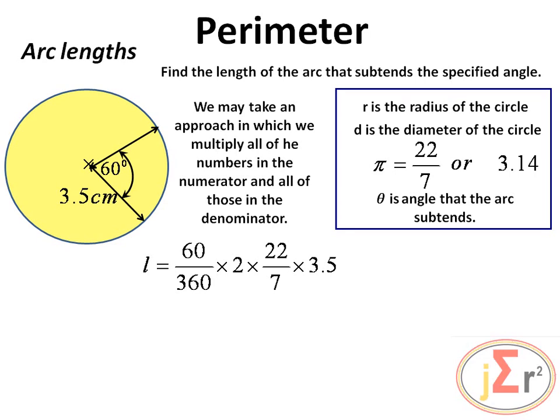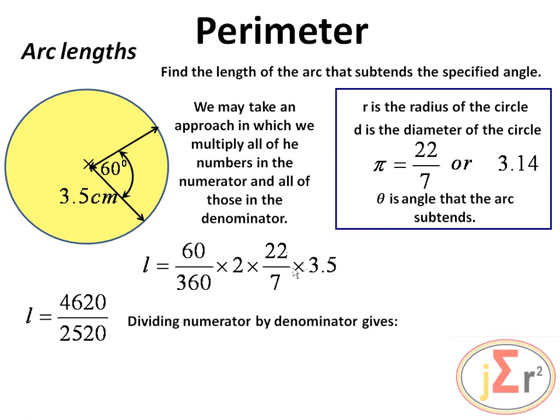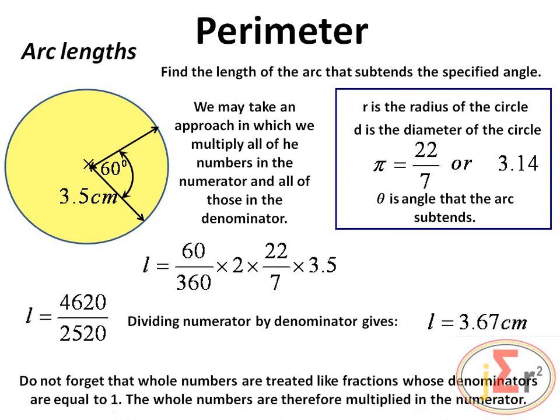But we are going to try to see if we can be systematic about it, so that when students get these problems, they can take similar approaches. So either we are going to multiply all the numerators and multiply all the denominators. So we're going to have 6 times 2 times 22 times 35, and then we're going to have 360 times 7. Dividing the numerator by the denominator, and that is the result that we have.